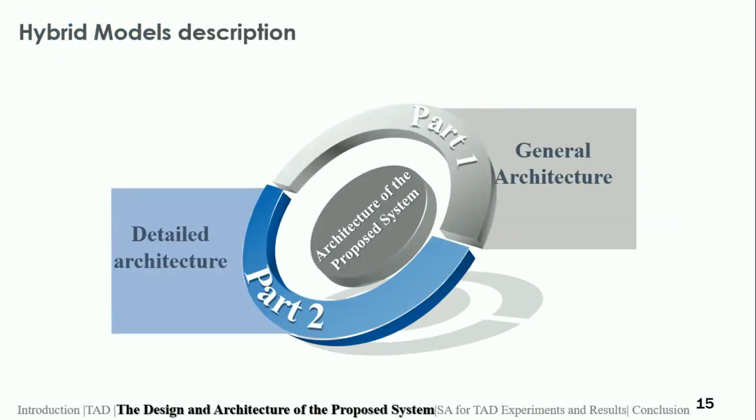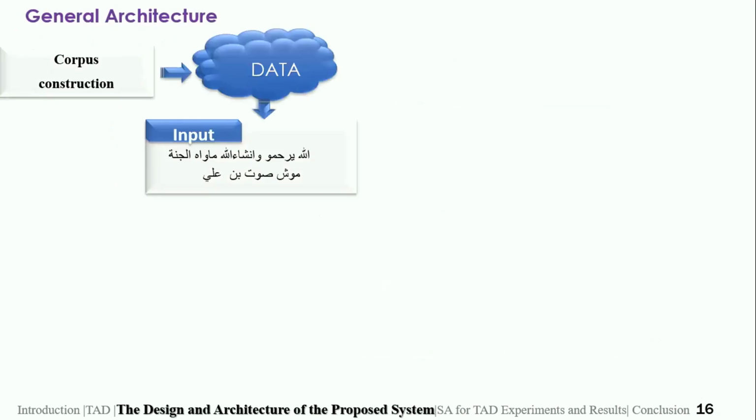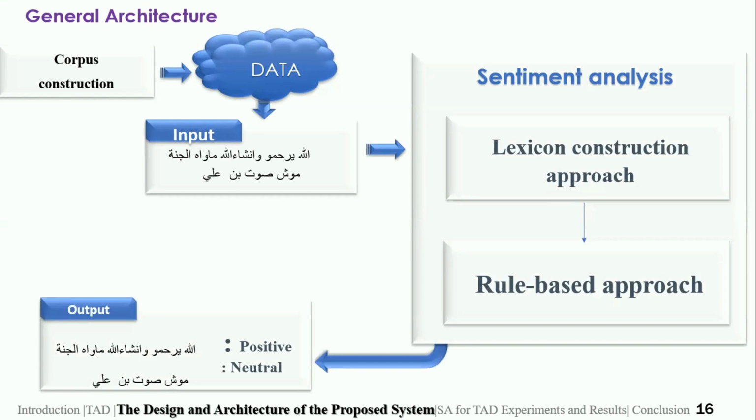Let's move on to the general architecture and the detailed architecture. Our general architecture is composed of the corpus construction, and our system receives sentences as input and passes them to a sentiment analysis engine, which uses the lexicon construction approach and the rule-based approach to give the polarity of the sentence.